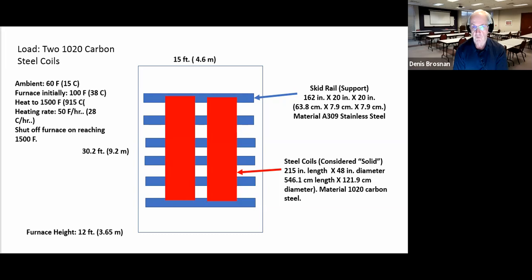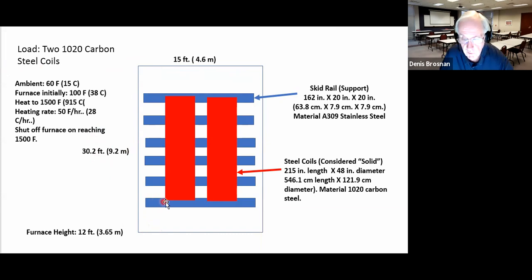So here's my little drawing looking down on a shuttle kiln car. So we're looking down on the car deck. This is not to scale, but the dimensions are 15 feet or about 4.5 meters. The length of the car that goes into the kiln is about 30.2 feet or a little over 9 meters. So that car is a refractory deck, of course.